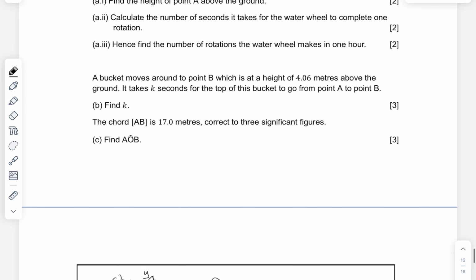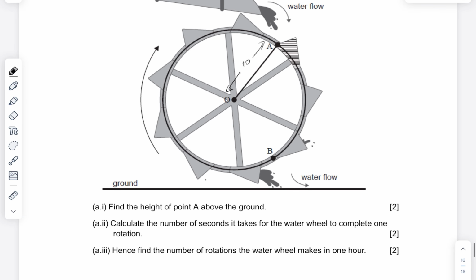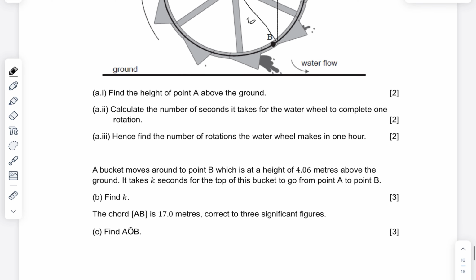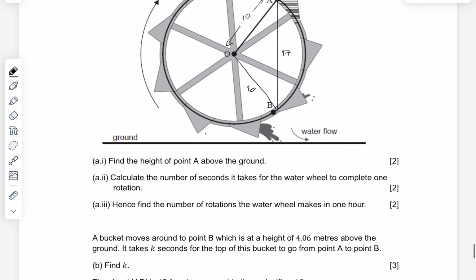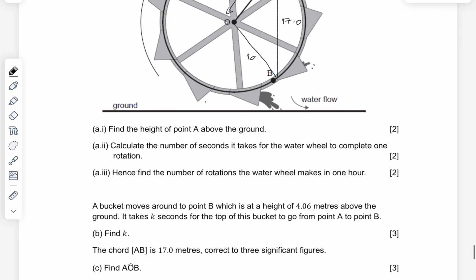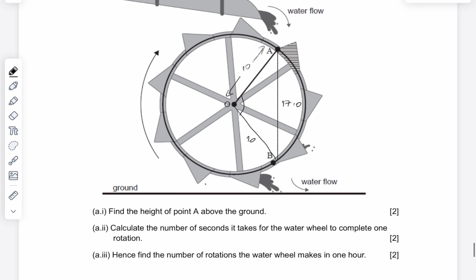That's just B. The chord AB is 17 meters. So I want the chord from here to here. And we know this is 10 meters. This is 17 meters, correct to 3 significant figures. Find the angle AOB. So we want to find this angle. Well, that's a nice little triangle. If we call this angle C, A and B, that's little b, that's little a, and this is little c.